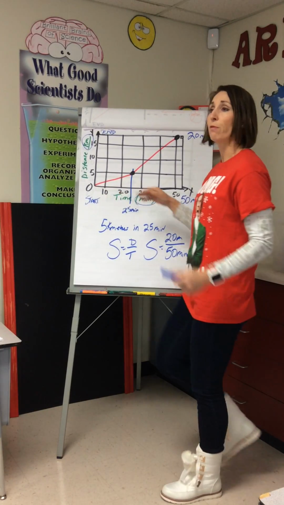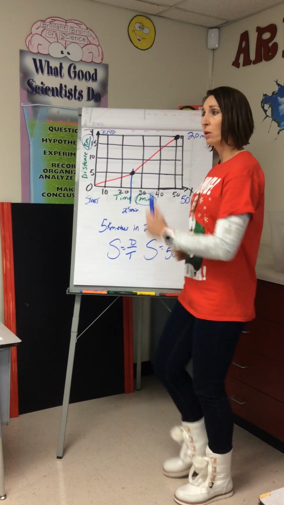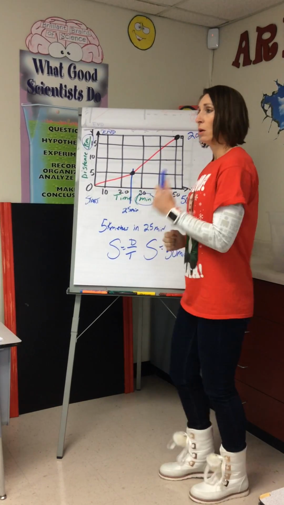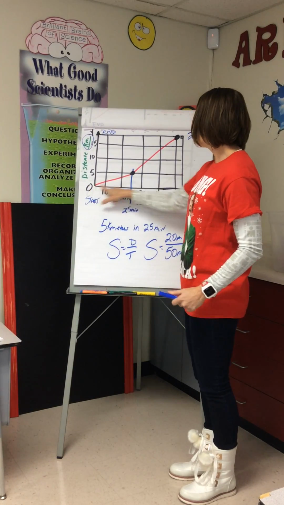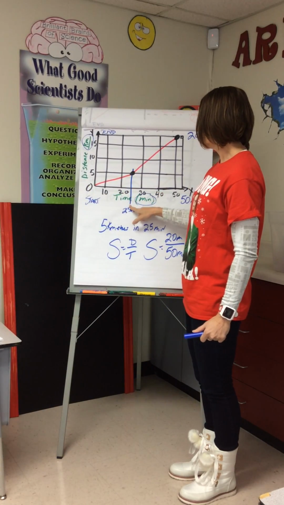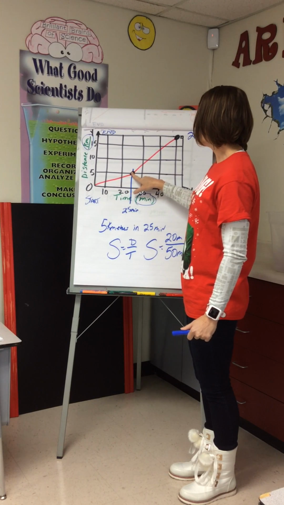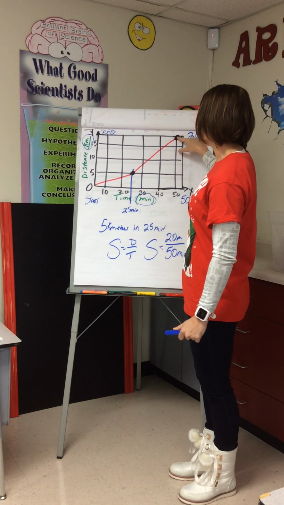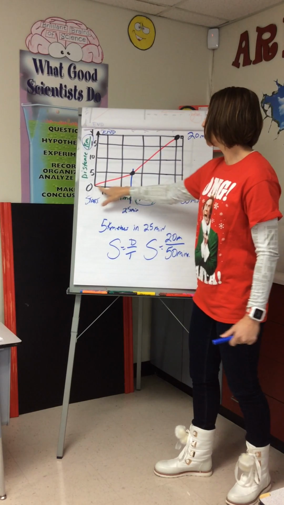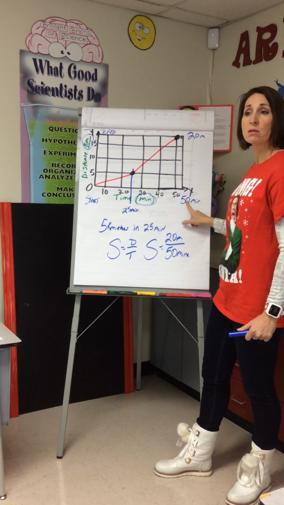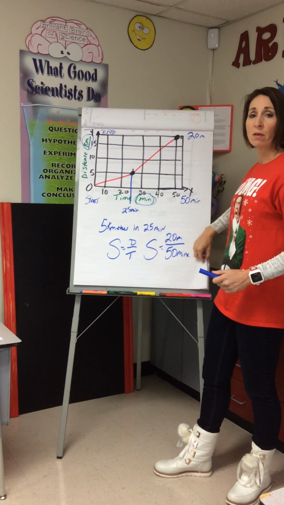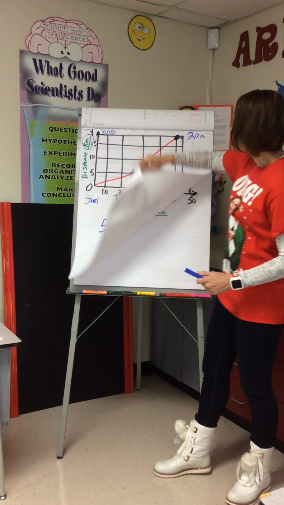So reading this graph, it's moving and then going faster. It's moving 5 meters in 25 minutes and then moving to the 20 mark in 50 minutes. So the total trip is 20 meters in 50 minutes. Any questions on that one? Okay, we're going to do one more.